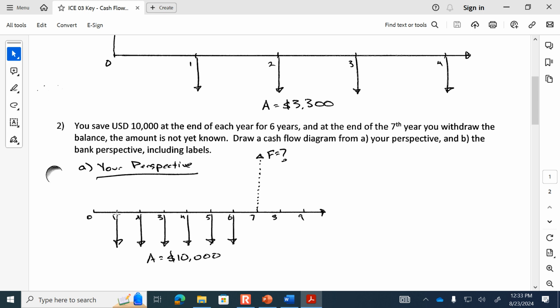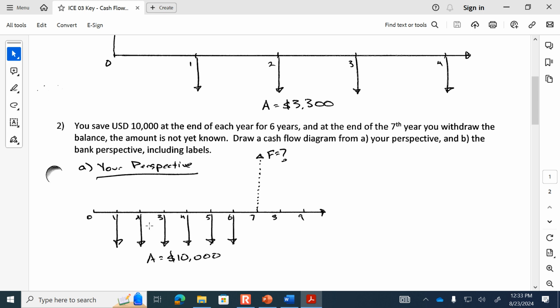So you deposit $10,000 each year for 6 years, and then at the end of the 7th year, you withdraw the balance. The amount is not known, so it's a dashed line because we don't know the amount. It's got a label F equals question mark because it's a future value as a lump sum. And I've made the arrow larger than all of those deposits because we presume that regardless of what the interest rate is, you wouldn't be depositing money in a bank if you're not going to get back more in the future than you're depositing over time.